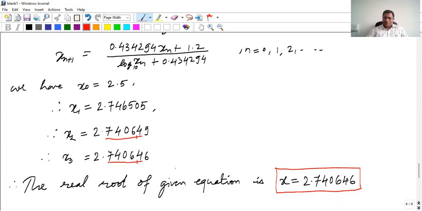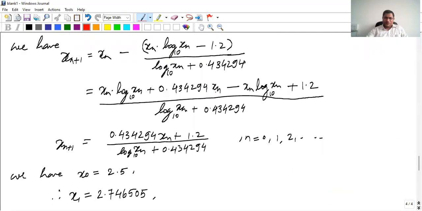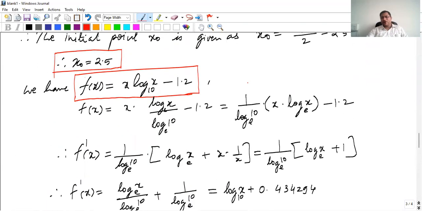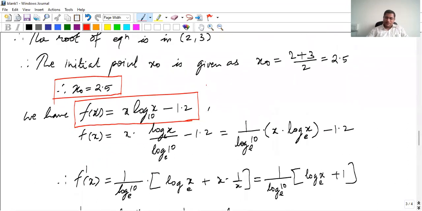Okay, is there any doubt in this example? No, sir. Only thing is that you need to take care of the derivative, because we find the derivative only for the natural base. We do not find the derivative for any other base. So we find the derivative for the natural base only.